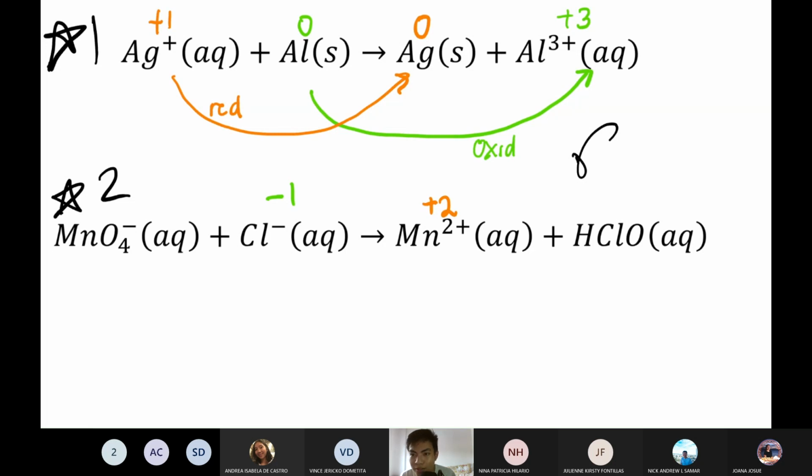Do you have any answers? Siguro you are still on the process of solving for the individual oxidation numbers. Let me kickstart the process. Okay? Ang oxygen dito, negative 2. This is negative 2, negative 2. Hydrogen is positive 1.